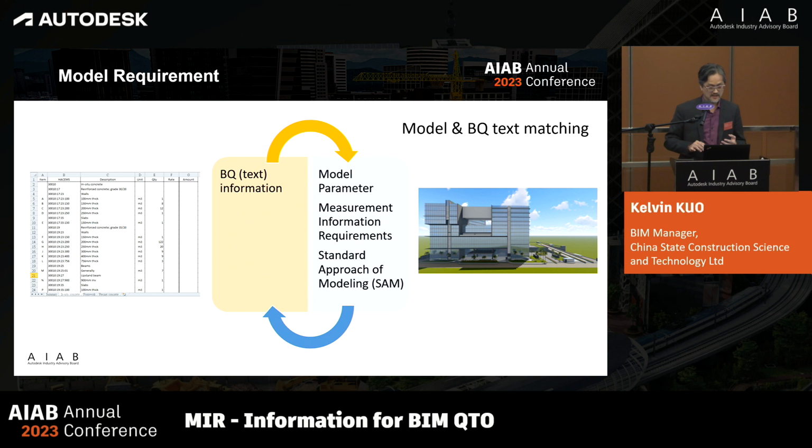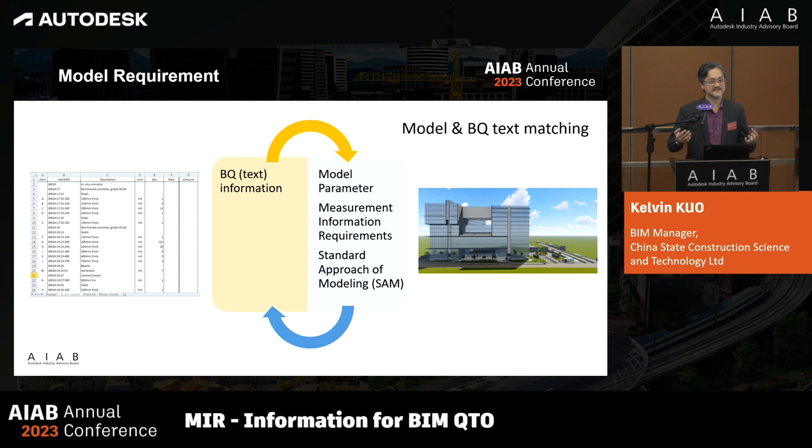mentioned. Okay, so the idea is that we just exchange the text information into the model parameters, and then contains the model information, and then the standard modeling approach, the SAM, okay? So actually, it should be vice versa. Okay, we can do it in both ways. Okay, wherever we can get the objects and the information, we can generate the BQ.